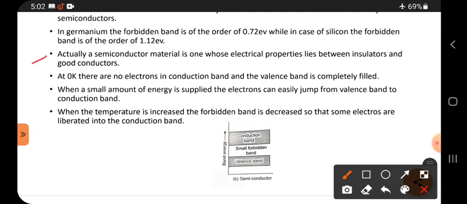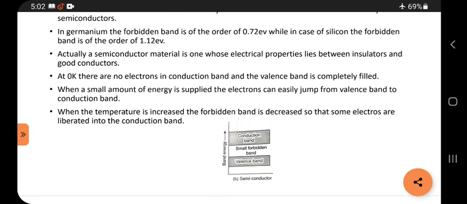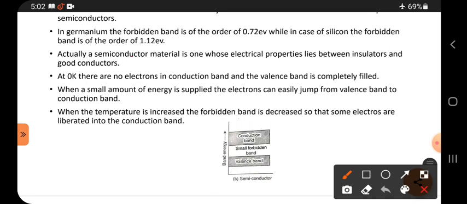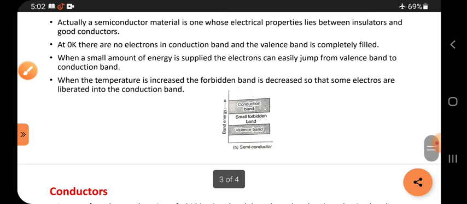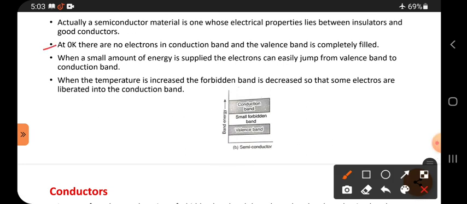A semiconductor material is one whose electrical properties lie between an insulator and a good conductor. That is the definition of a semiconductor. At 0 Kelvin, there are no electrons in the conduction band and the valence band is completely filled, so all the electrons are present in the valence band only.